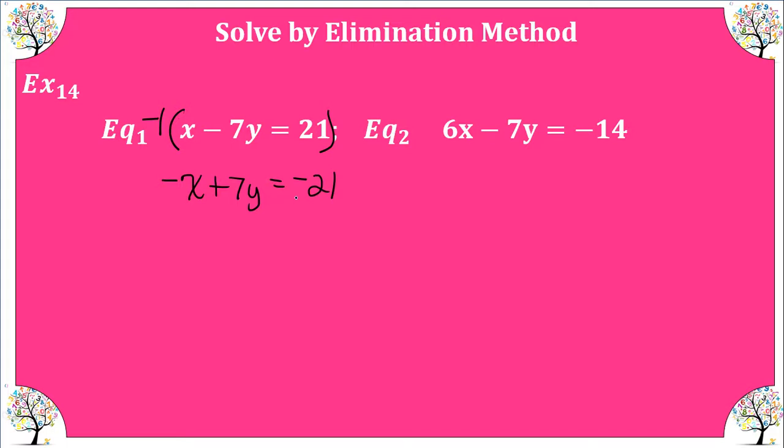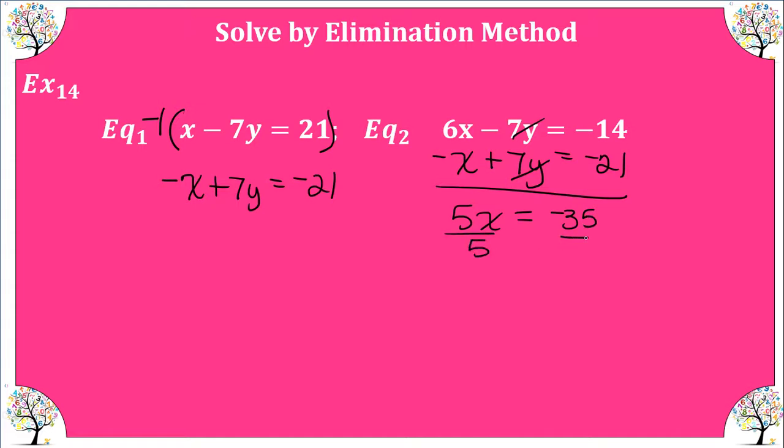Now I'm going to combine this with equation 2 with commutative property. It does not matter which way that you combine these. We're going to combine and get 5x. My y's are eliminated. That was the goal, to eliminate one of my variables. And then I get negative 35. Divide each side by 5, and the x coordinate is negative 7.